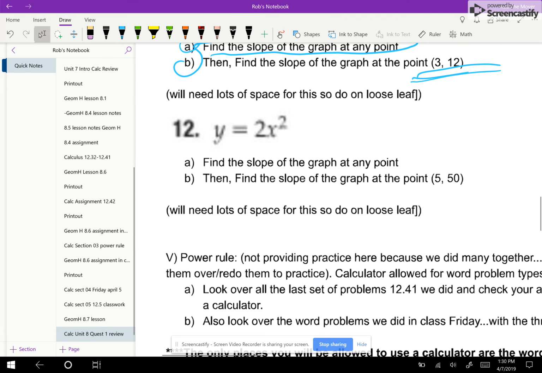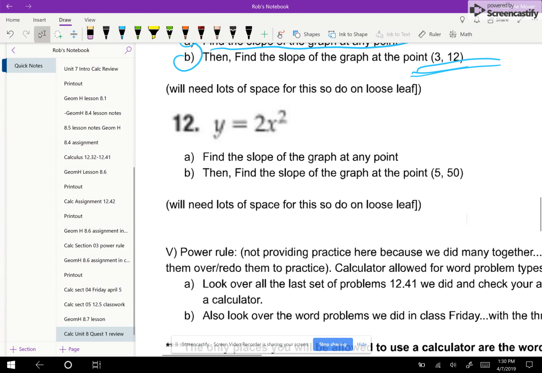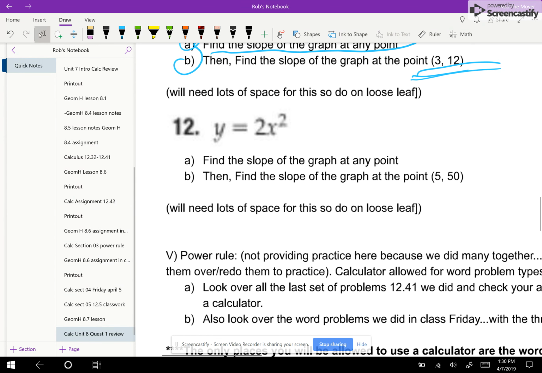Okay, guys, I'm going to move on to number 12. Again, we're going to find the slope of the graph at any point. What this is asking is to find the instantaneous rate of change of the graph at a single point. At any point, though, that means we're going to keep x in our answer. It also means find the derivative. Remember, all those three things mean the same thing. So we're going to do that for this one.